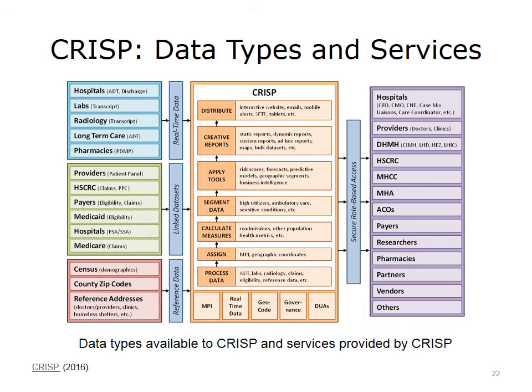This slide shows various services that CRISP provides to its stakeholders. On the left side, the data sources are listed. The middle part shows how data is being processed by CRISP. And the right side of the diagram shows the receivers of various CRISP services.